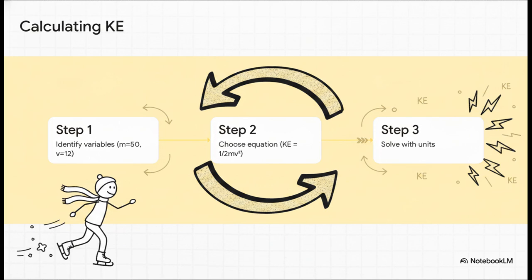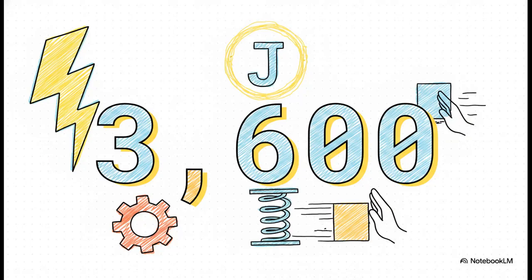We take 1/2 times the 50 kilogram mass, which gives us 25. Then we multiply that by our velocity of 12, squared, which is 144. So, 25 times 144? That gives us exactly 3,600 joules. Now to put that into perspective, 3,600 joules is roughly the energy it would take to lift a small car a few inches off the ground.